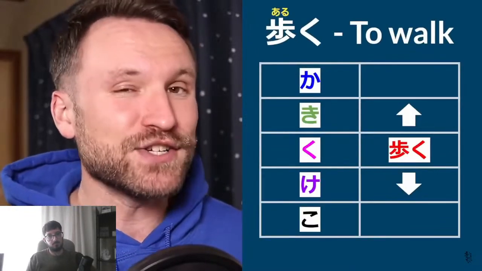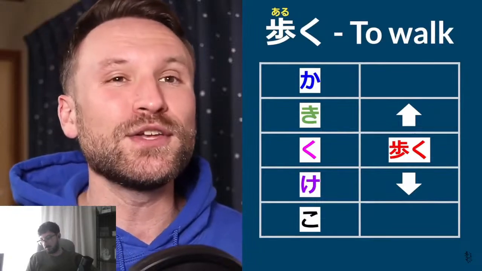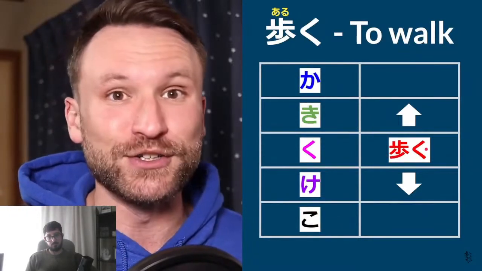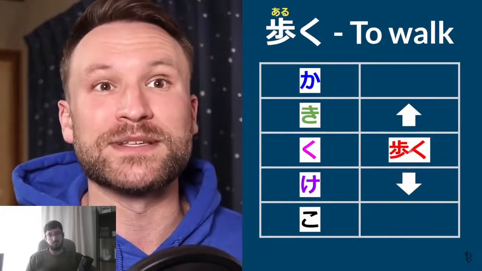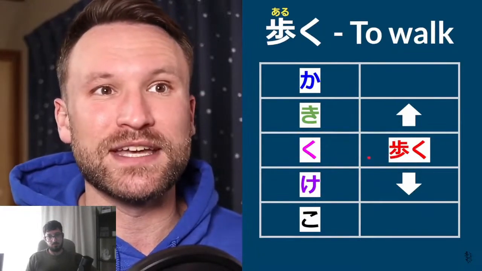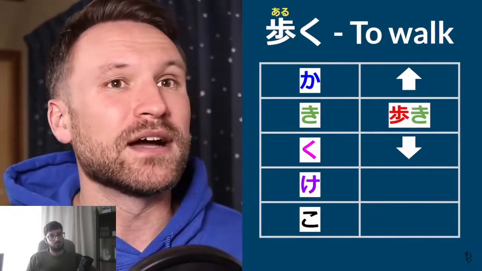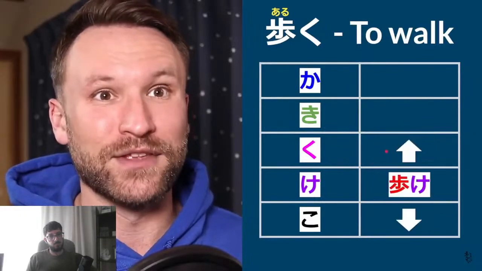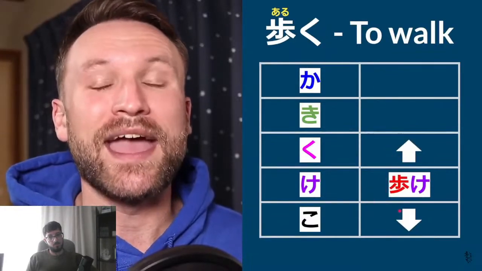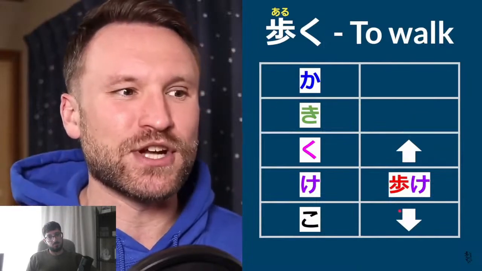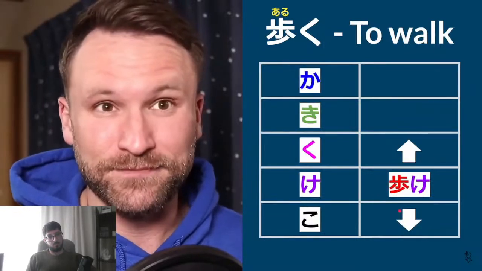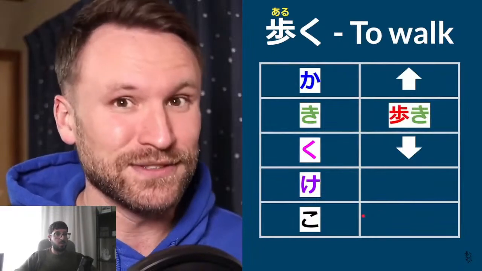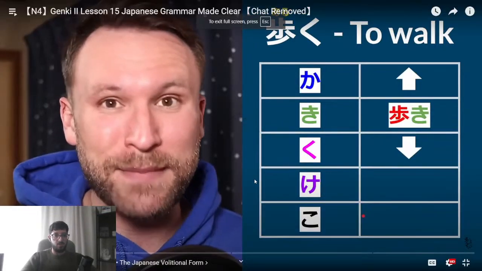To conjugate a Godan verb, all you need to do is move it from its dictionary form, which is right here. This is the verb aruku, to walk. So the dictionary form is aruku. That's right here in this hiragana chart. If you move it up the chart, we get aruki. If you move it down the chart, you get aruke. And as you move it up and down the chart, you add some other ending. So for example, if we go back up to aruki and add masu, we get arukimasu.